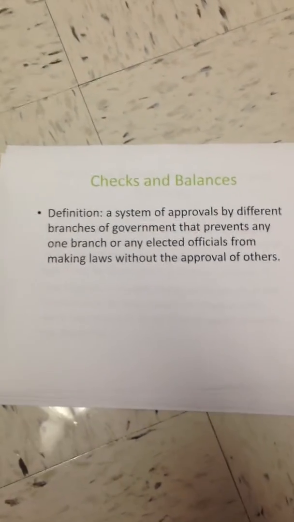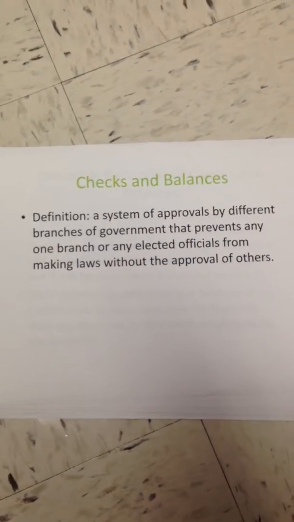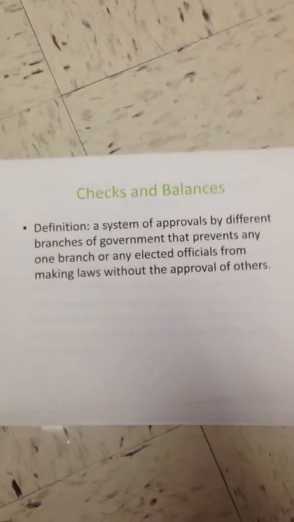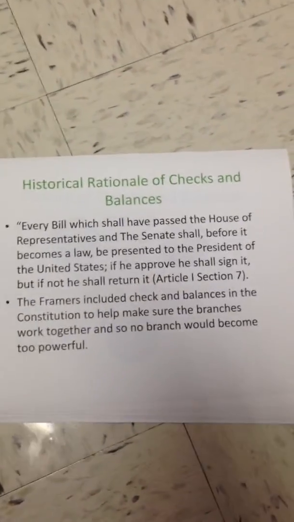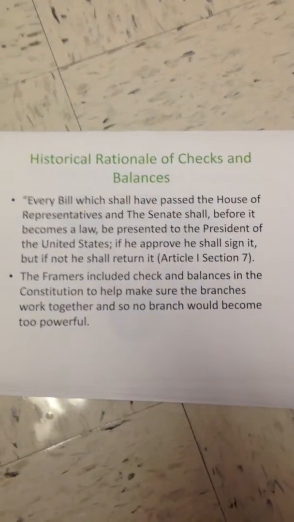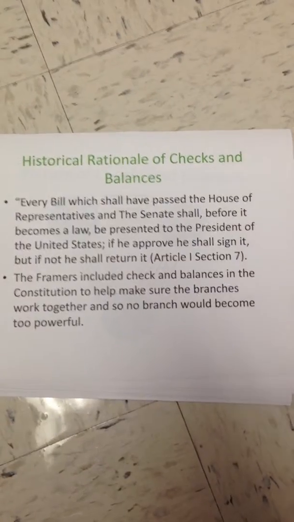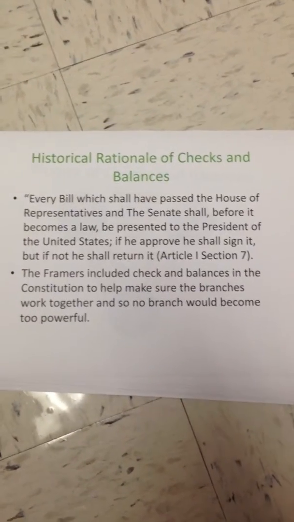Checks and balances was a system of approvals by different branches of government that prevented any branch from having too much power. This quote shows that the legislative branch checks the executive branch from making laws.